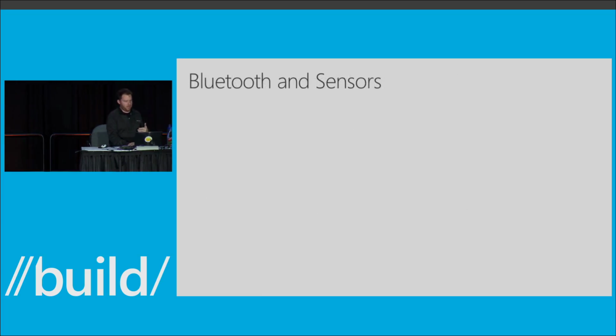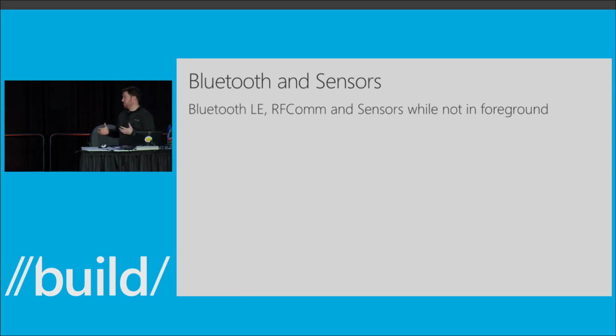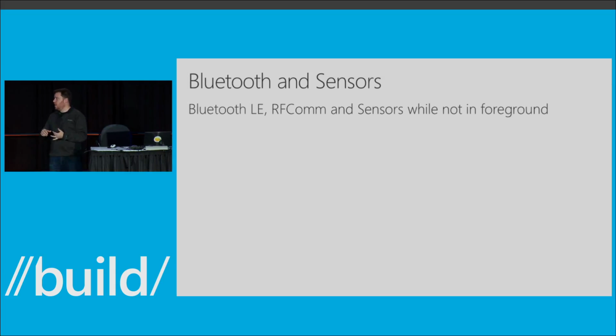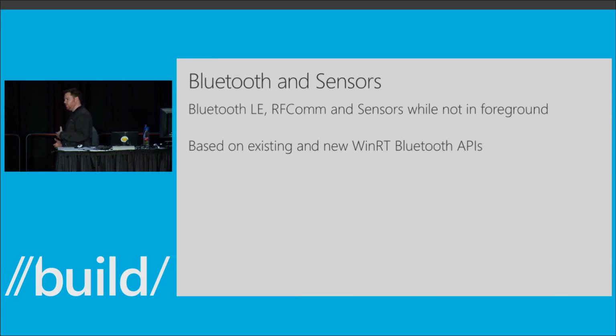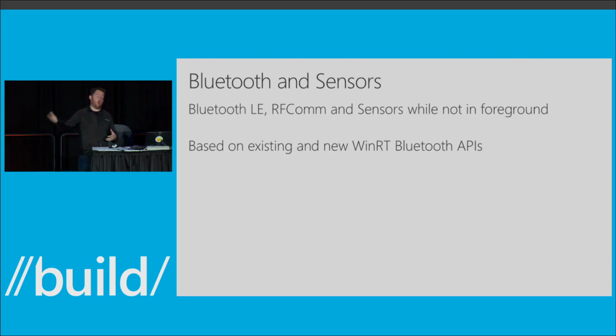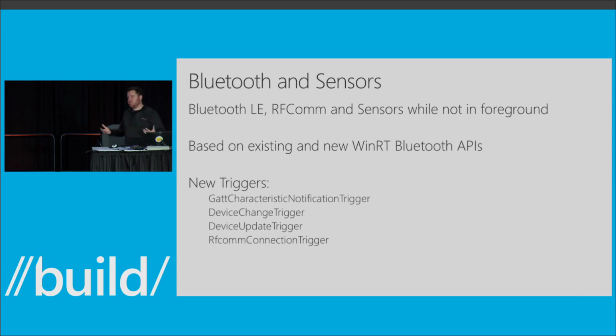So the next thing I want to talk about is some of the new triggers. Bluetooth and sensors, this one's really cool. We now have triggers associated with Bluetooth LE, RFCOMM Bluetooth, as well as most of the sensors on the device. What this means is that you can access those sensors, and as long as you're in that session with Bluetooth or with the sensors, you can talk to those sensors while you're not in the foreground. These are based on the existing WinRT APIs on Windows. If you're familiar with using the Bluetooth APIs and the sensors APIs in the foreground on Windows, those have all been brought over to Windows Phone. You can use those APIs here. We've just added a bunch of new triggers so you can use them in the background.